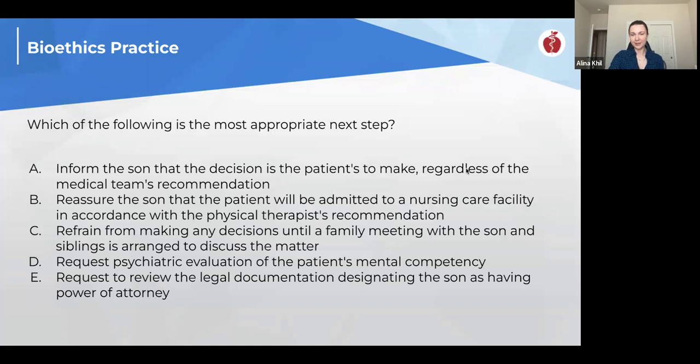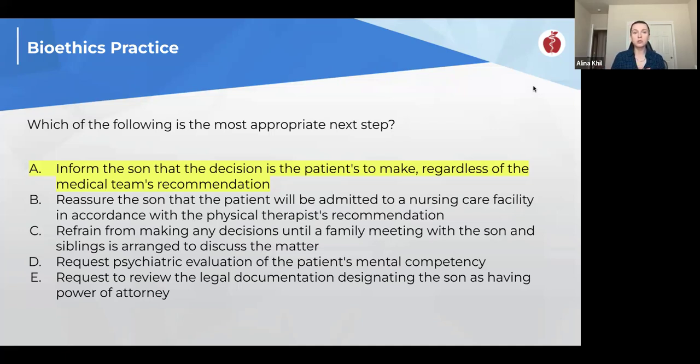All right, so overall, getting mostly answer A, we've got 1C. So answer A is the correct answer here. So you want to inform the son that the decision is the patient's to make, regardless of the medical team's recommendation. So a few things here. Power of attorney only comes into play if the patient cannot make decisions for themselves. Examples of that would be someone who's sedated, intubated, really cannot make the decisions for themselves, or they maybe have developed a psychological condition where they have an altered mental status, they don't really know what's going on.